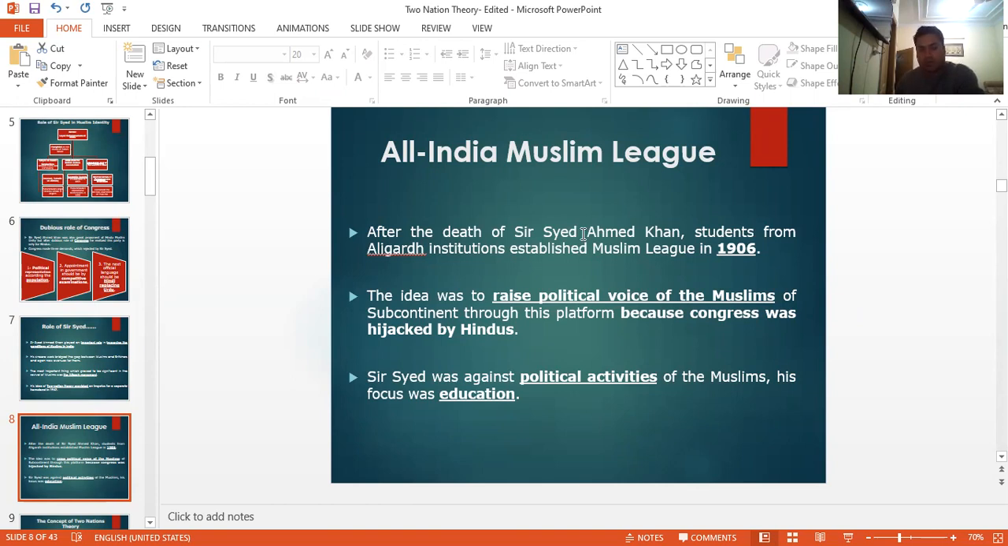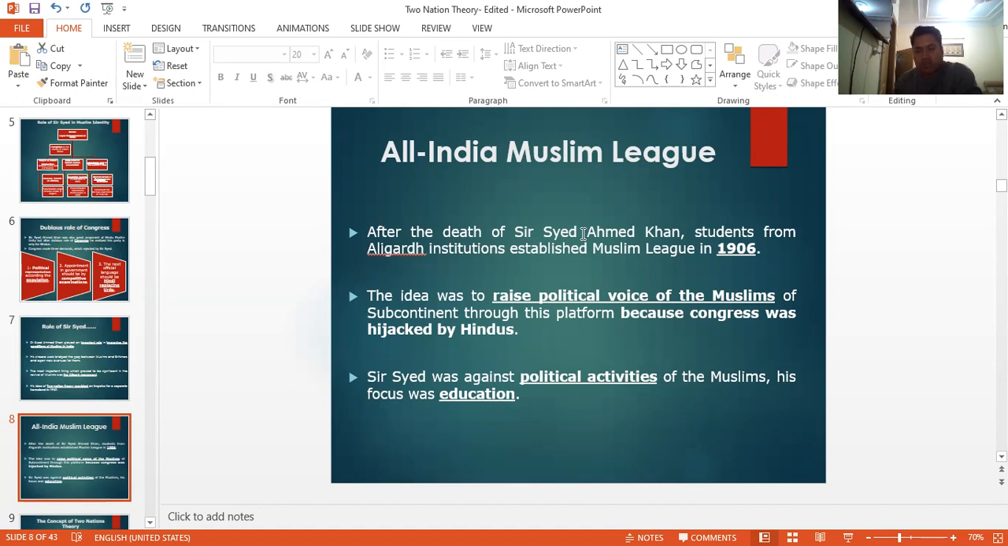And through this platform, they wanted to challenge the hegemony of the Congress. And ultimately this hegemony was challenged, which later on turned out to be independence for Pakistan. So Syed Ahmed Khan was against the political activities of the Muslims. Why was he against the political activities of the Muslims? Because he knew that without modern education, Muslims would not be able to compete with the Congress.